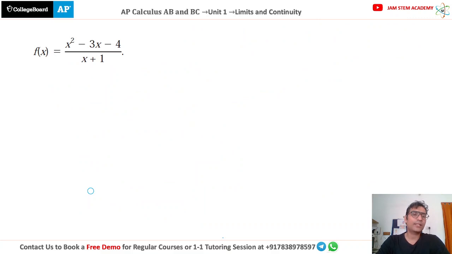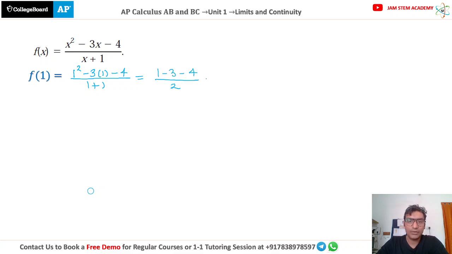Consider that you have a function f(x) equals (x squared minus 3x minus 4) divided by (x plus 1). Now, can we find the value of f(1)? Yes, simply, right? We can find f(1) by substituting x equals 1. So, we get (1 squared minus 3 times 1 minus 4) over (1 plus 1). This value comes out as (1 minus 3 minus 4) over 2, and on simplifying, we get minus 6 by 2. So, minus 3. We got this value as negative 3.